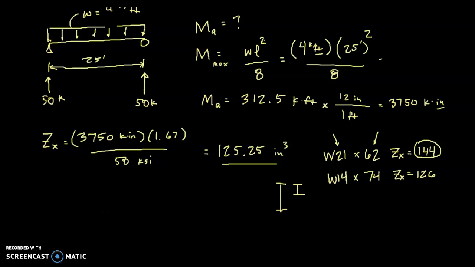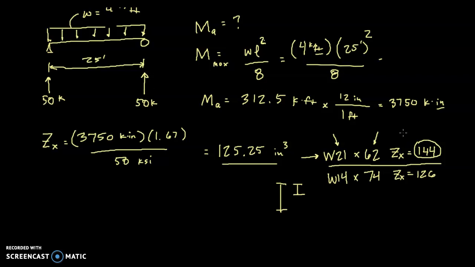Okay, we are continuing chapter 16. We're looking at example 16.1, in which we are designing a steel beam. At the end of the last video, we selected this as our steel beam, a W21 by 62, which has a plastic section modulus of 144.